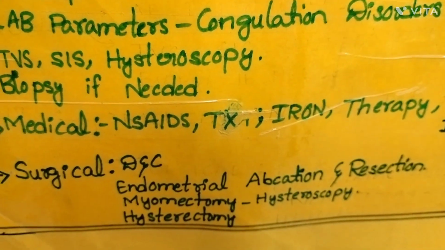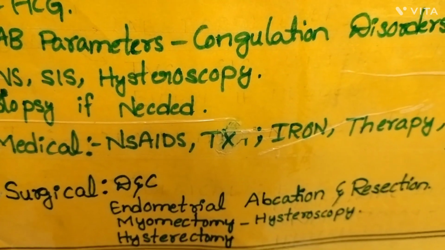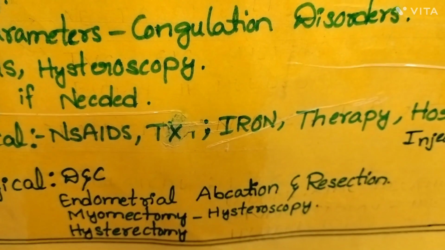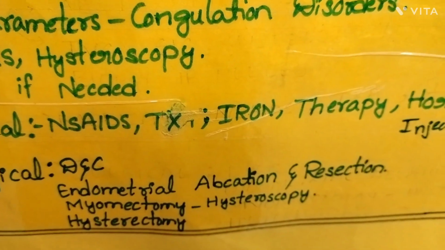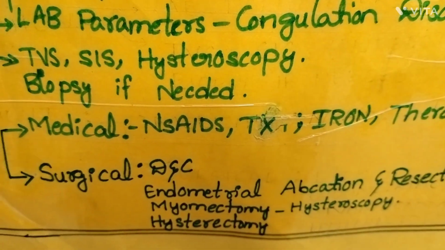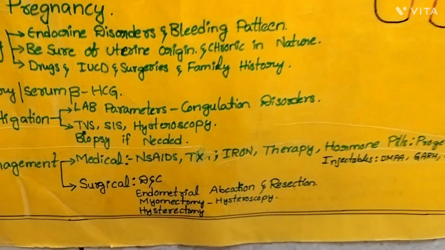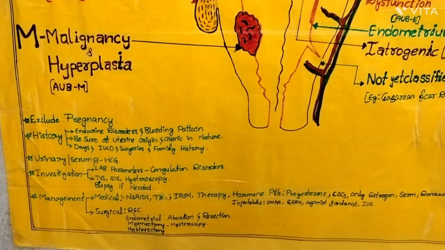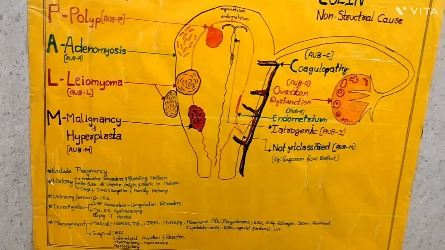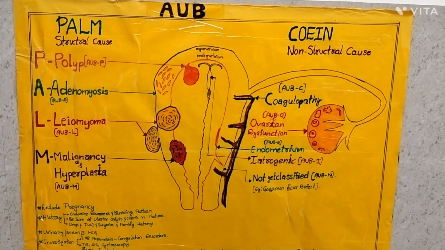And if the report comes abnormal, or if the patient is not tolerating the medical management, then we can go for hysterectomy, and we should send the specimen for examination. Then we have to rule out if there is any malignancy. If any malignancy is there, we need to refer the patient to the oncology specialist. Thank you.